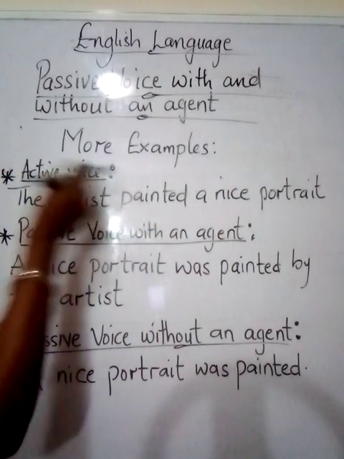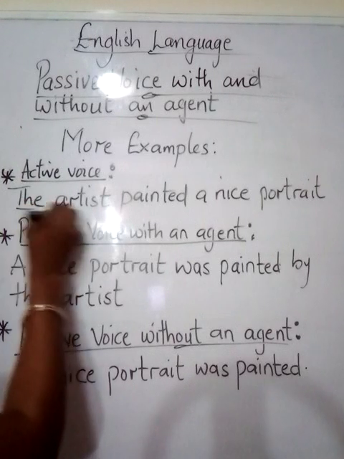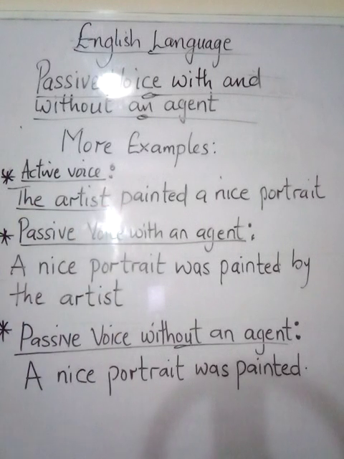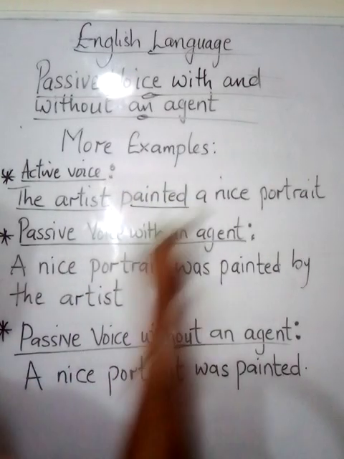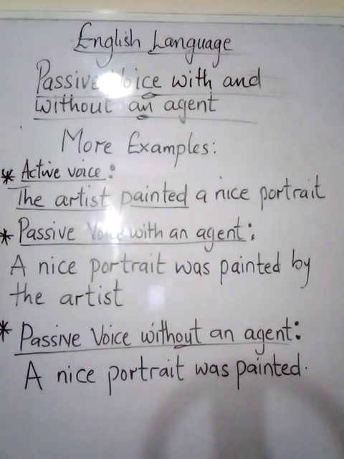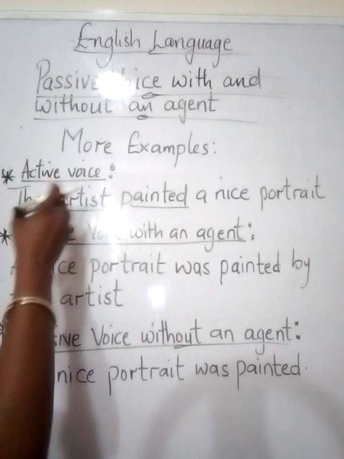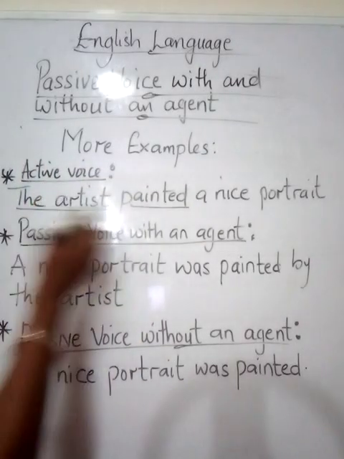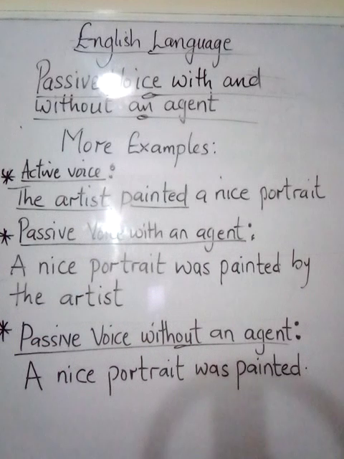So here, this is the active voice. You see the artist, the doer of the action, is right here taking the position of the subject of the sentence. And then painted, which is the verb, follows. And lastly, you have the object, the portrait. Okay, so this is normally the structure that active voice takes. You have the subject followed by the verb and then the object.